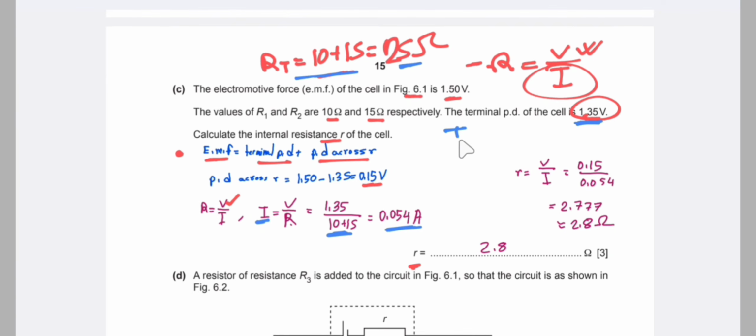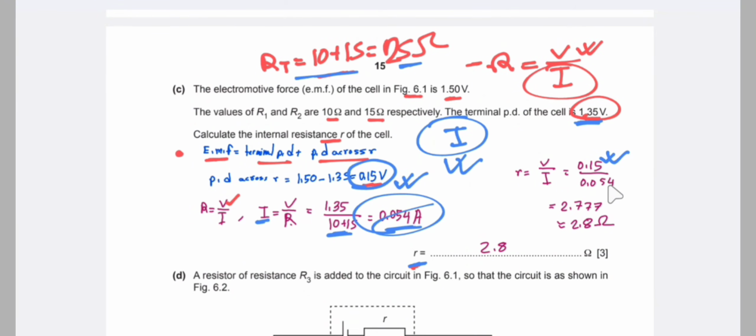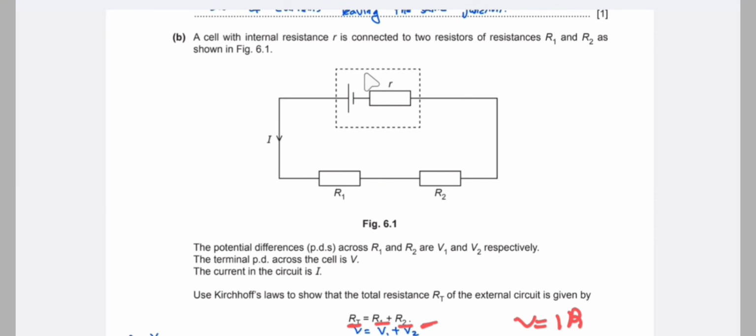Now we know the value of current, and since the current in a series circuit is the same, and we have initially found the potential difference across the internal resistance, what is the internal resistance? Resistance is equal to voltage by current. We substitute the values and find the internal resistance as 2.777, or approximately 2.8 ohm. So this internal resistance is 2.8 ohm.